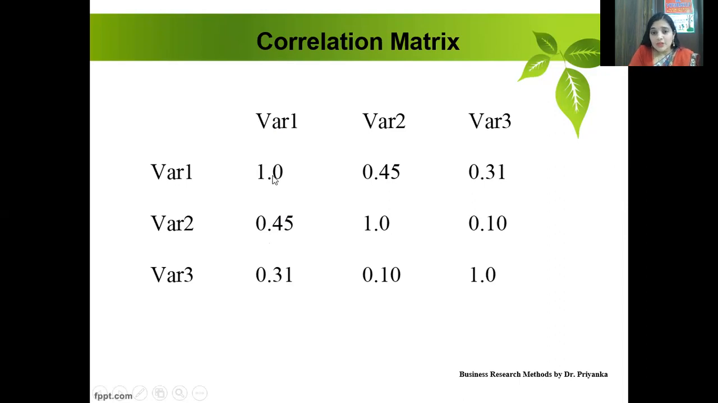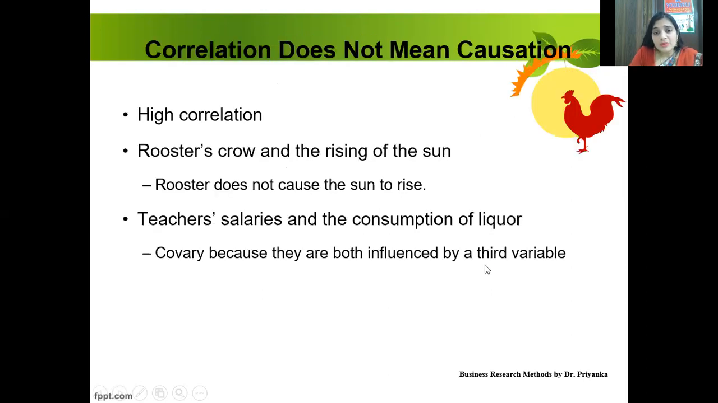That means variable 1 is highly associated with variable 1. This is called perfect correlation, right? That is why I was saying you would never find perfect correlation between two variables unless the variable is the same. Variable 2 is moderately correlated with variable 1 here, and variable 3 is showing low correlation with variable 1, and variable 2 and variable 3 are hardly correlated because it is 0.10. You can say very less correlation is there, and 1 is for perfect correlation. Like this you will be getting the tables.